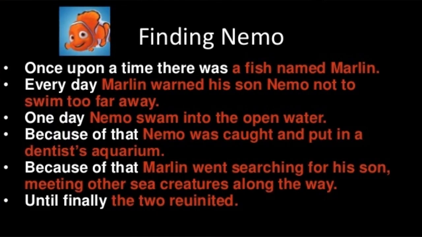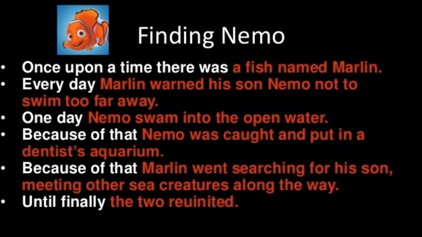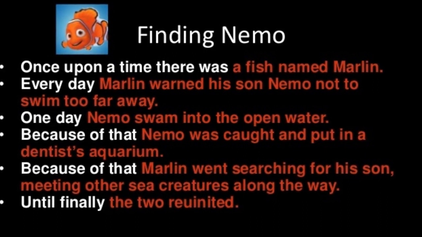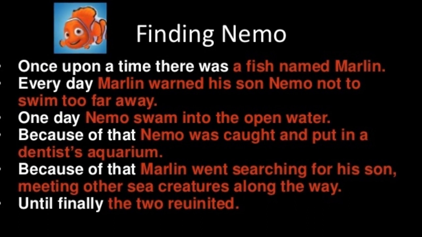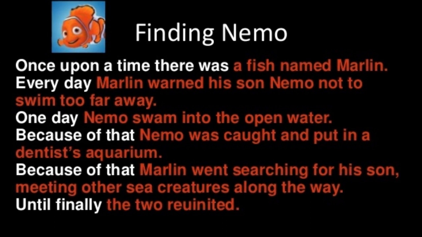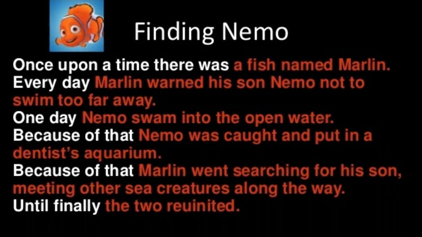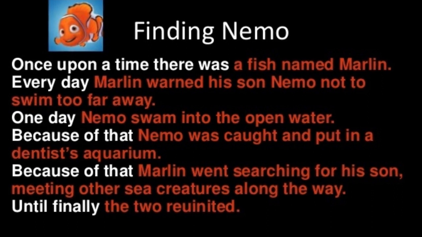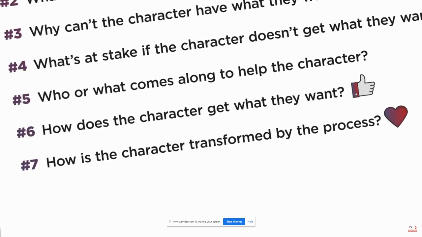Once upon a time, there was a fish named Marlin. Every day, Marlin warned his son Nemo not to swim too far away. One day, Nemo swam into the open water. Because of that, Nemo was caught and put in the dentist's aquarium. Because of that, Marlin went searching for his son, meeting other sea creatures along the way, until finally the 2 reunited. It's worth mentioning that the transformation applies to both structures.